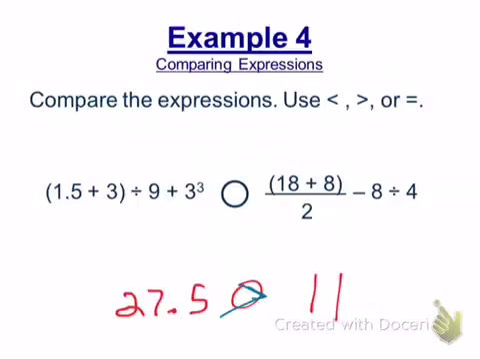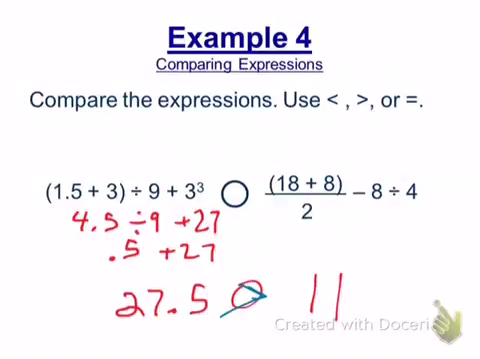Okay. All right. So what we would do on the left is what's inside parentheses first. That's 4.5 divided by 9 plus 27. 4.5 divided by 9 is 0.5. 0.5 plus 27 is 27.5. Okay? 9 divided by 4.5 is 2. So you got to divide. Division has to be done in order.